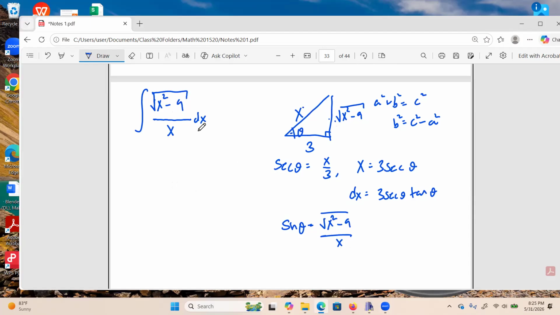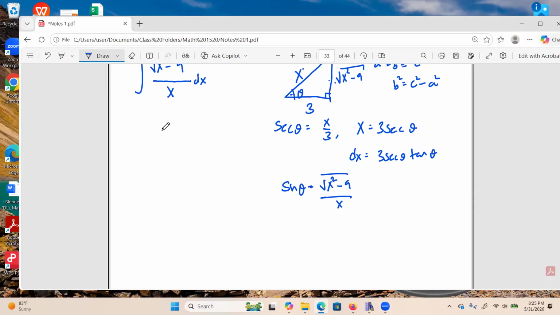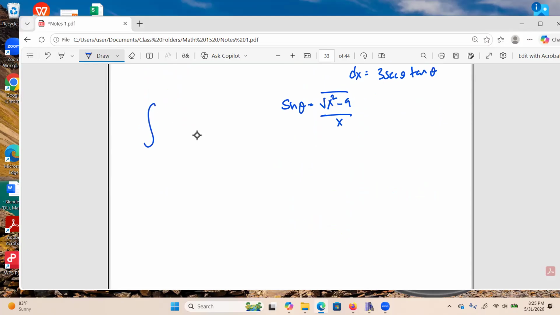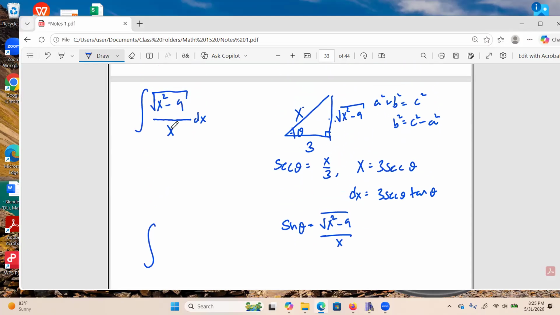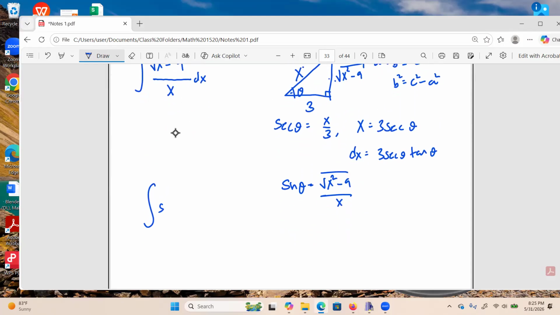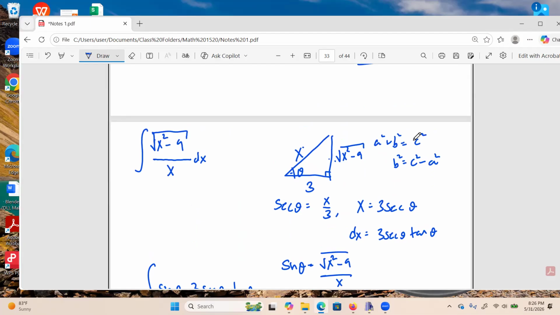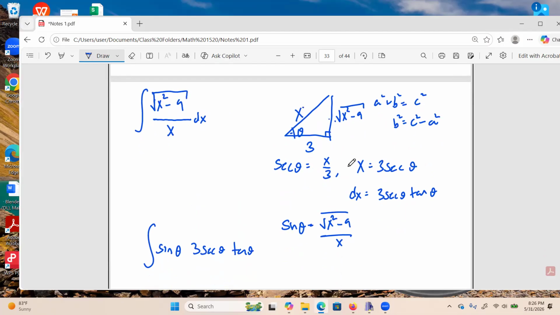So let's go ahead and start substituting some things in. So we have our integral here. The square root of x squared minus 9 all over x, that is equal to sine theta. Okay. My dx, that's going to be 3 secant theta tangent of theta. Now, let me show you something because some of you will like to do it this way. Most of you will not, because the way that most YouTube presenters do it is you memorize the substitution and you just go ahead and deal with it, and that's fine.